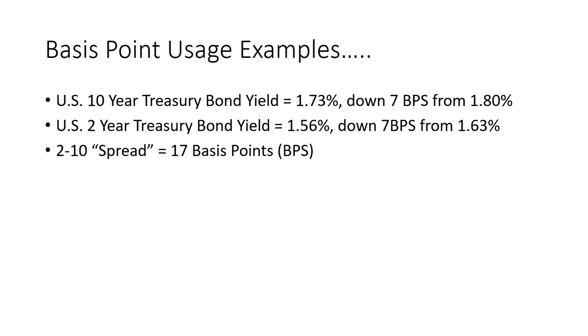Okay, so the 2-10 spread, and this is how we're looking at two different instruments, right? Looking at the yield differential between two different things. So the 2-10 spread in this example is 17 basis points. And as you can see here, the 10-year Treasury bond is paying 1.73%. The 2-year Treasury bond is paying 1.56%. The difference, 1.73 minus 1.56, is 17 basis points. So the 2-10 spread in this example is 17 basis points.